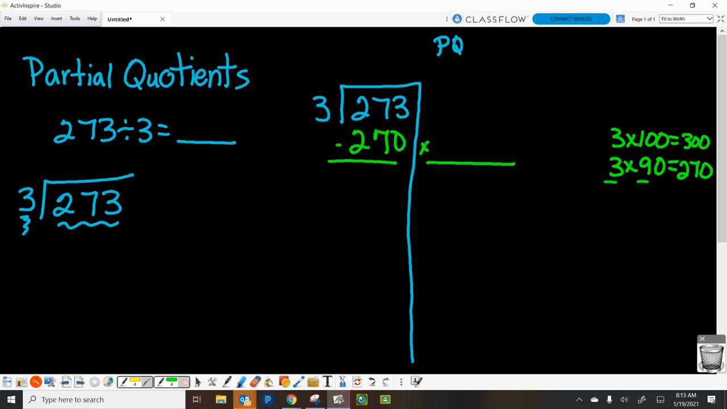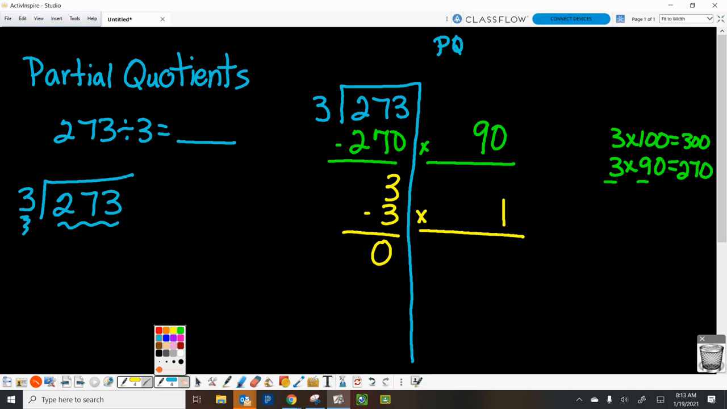Now I have to ask myself, how did I get to 270? Well, I multiplied by 90. That's my first partial quotient. Now I'm going to subtract, and I have 3 left over. Well, I know that 3 is a multiple of 3. I know that 3 times 1 is 3. That's pretty easy. I'm going to use 3. How did I get that 3? 3 times 1. 3 minus 3 is 0. I'm done. There are no remainders.